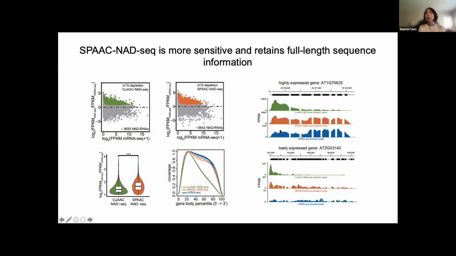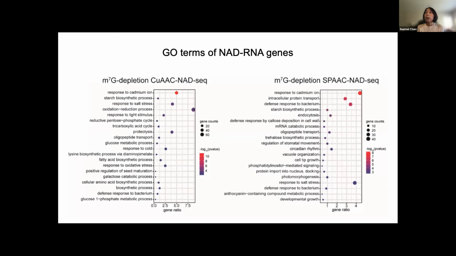And this you can see better with the gene browser views for individual genes. So the CoA NAD-seq has this 5' skew, but the Spark NAD-seq has even representation along the gene body, which is very similar to RNA-seq. So after removal of M7G RNA contamination, we found GO terms of the top 1,000 NAD RNA producing genes, and they tend to be in the response category, response to various environmental stimuli.